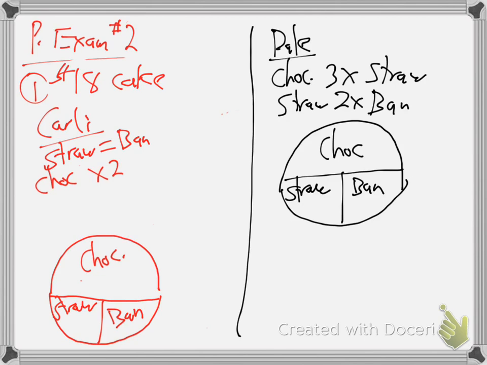So what does it say about Carly? Strawberry and banana are equal. Chocolate is 2 times. So I'm going to come down here and say strawberry is X, banana is X, chocolate is 2X. It's almost right. It's technically wrong, but it's close. Let's just start with that thinking. Is that good so far?